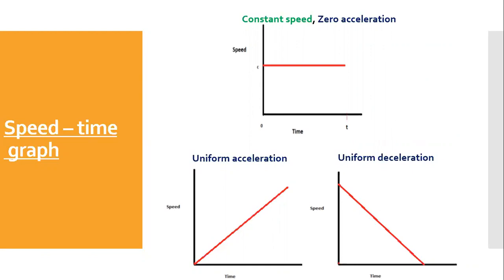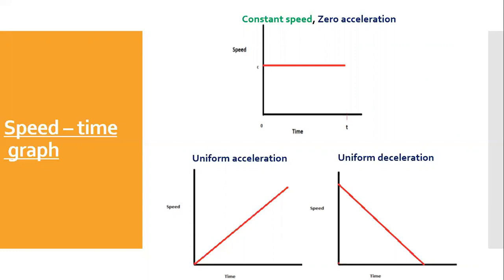In the first picture, we can see a horizontal line which is parallel to the time axis along the x-axis. The straight line that is parallel to the time axis represents constant speed of the moving object. Constant speed means that a body has covered equal distances in equal time intervals. It means it has zero acceleration.